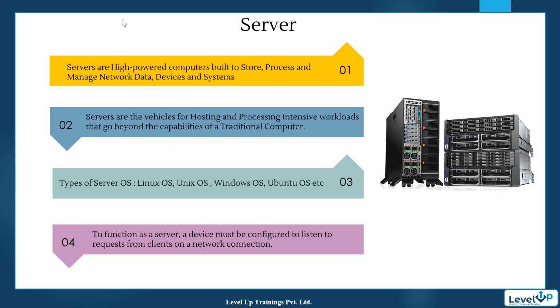There are some capabilities which are not there, which a server has, because servers have a server operating system. There are different operating systems that servers have. One can be a Linux operating system, Unix, Ubuntu, Windows, CentOS. There can be different types of server operating systems. And for a device to function as a server, it must be configured to listen to requests from the clients on a network connection. This is one of the mandatory components.